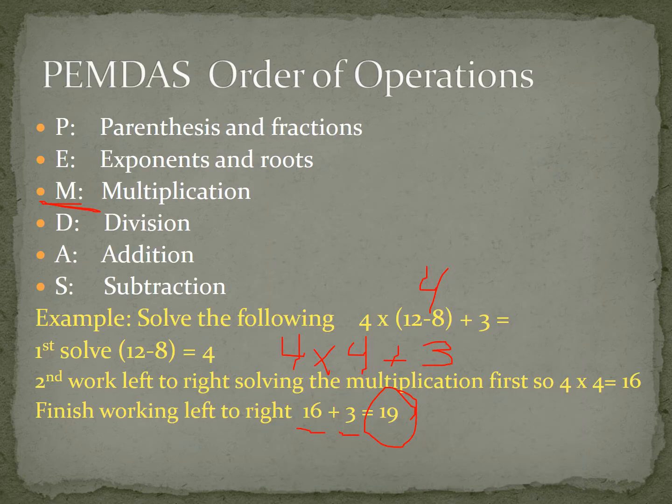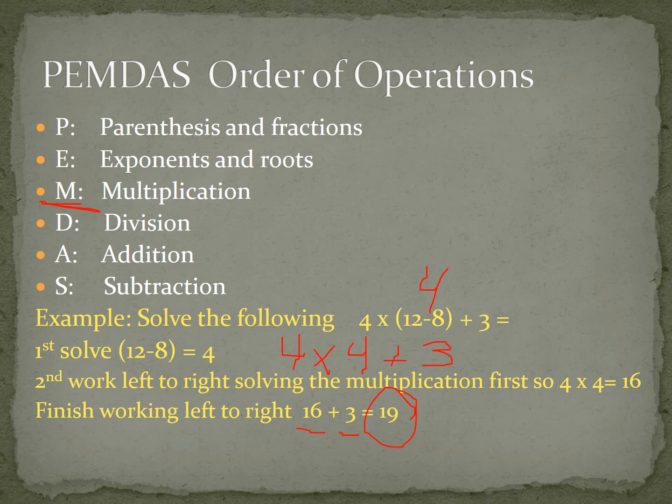All right, PEMDAS. This is the one that kind of trips people up. Order of operations. Try to remember this little mnemonic. P for parentheses and fractions, E meaning exponents and roots. This is the order that you're going to solve your problems. Multiplication and division are sort of together, and then addition and subtraction. And then you always work from left to right.